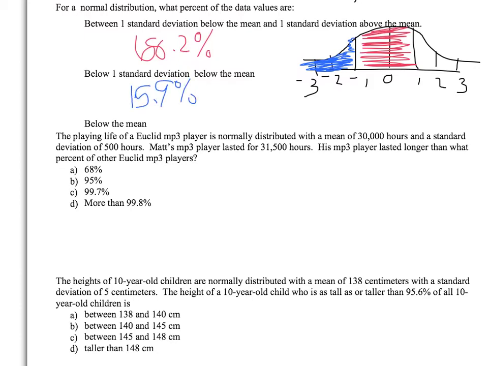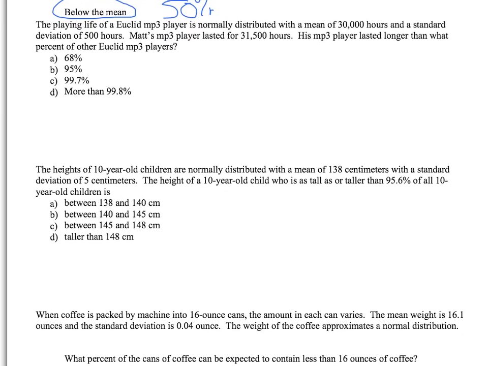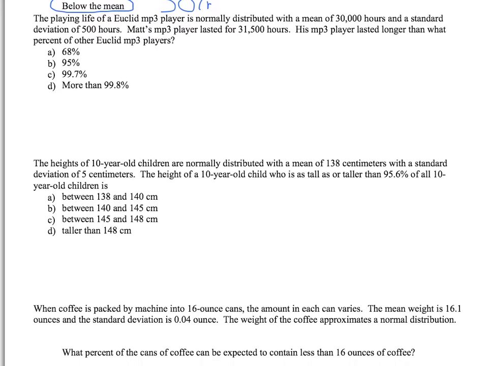And they don't show a space here, but this one is a part of it. Below the mean, 50% of the data is below the mean, 50% is above. Let's try a couple word problems.